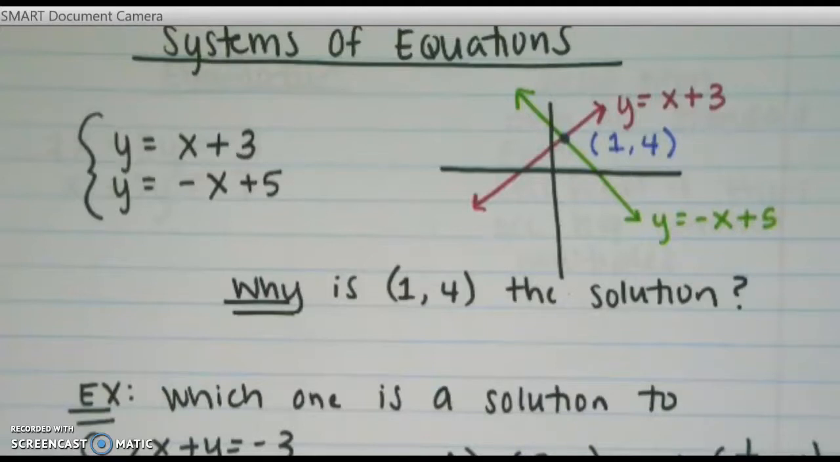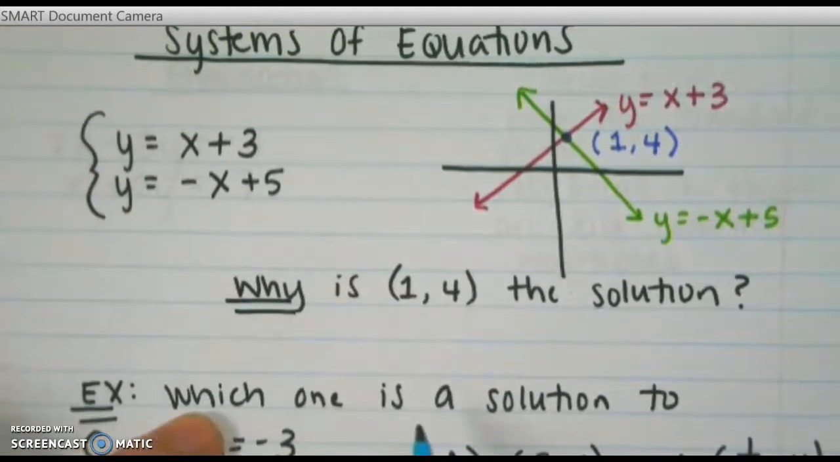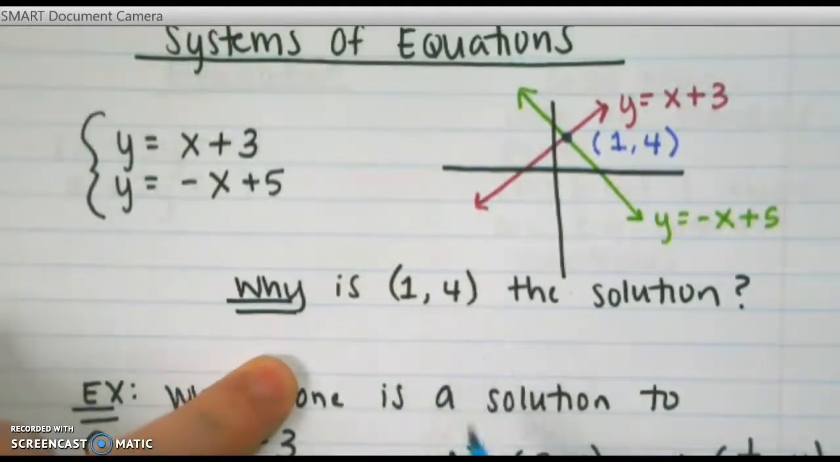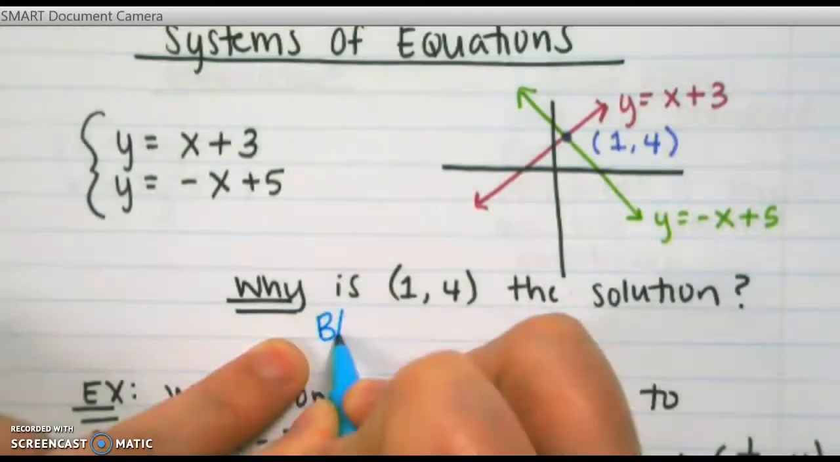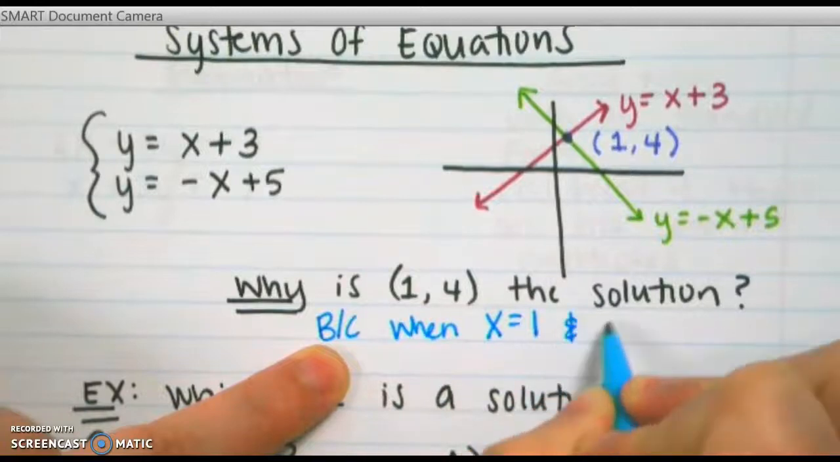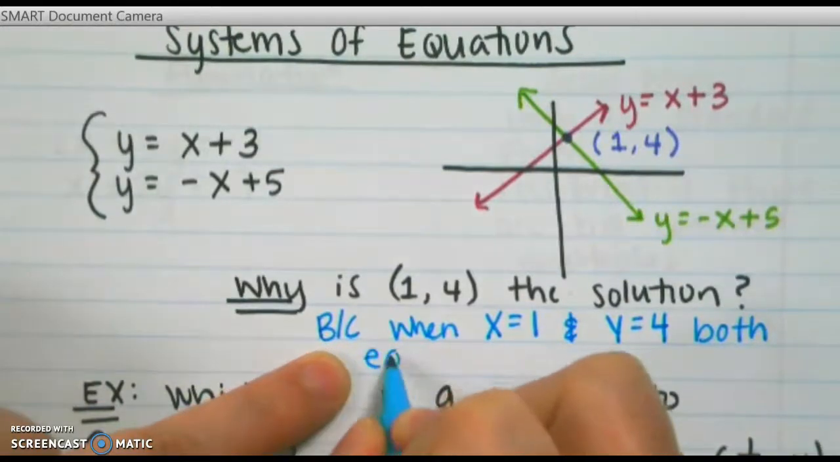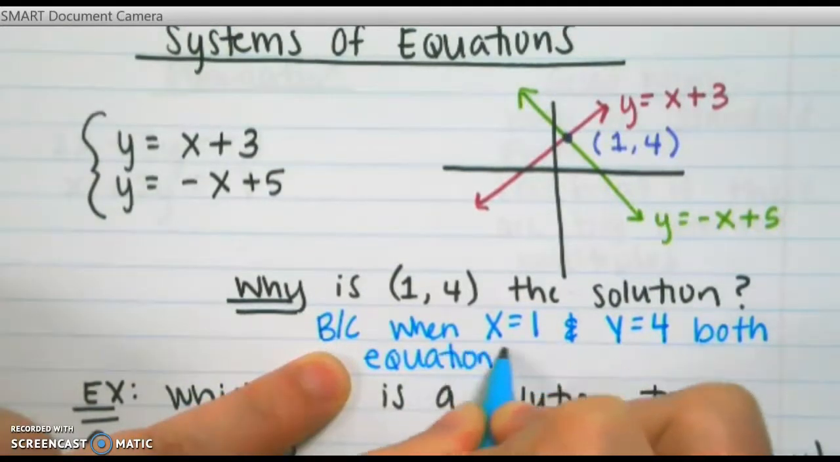So let's understand why the point 1,4 is a solution. That will help us to keep in mind what we're solving for. So the point 1,4 is a solution because when I plug the point 1,4 in, it works for both equations. So I'll show you what I mean, but let's answer the question. Why is 1,4 a solution? Because when x equals 1 and y equals 4, both equations are true.